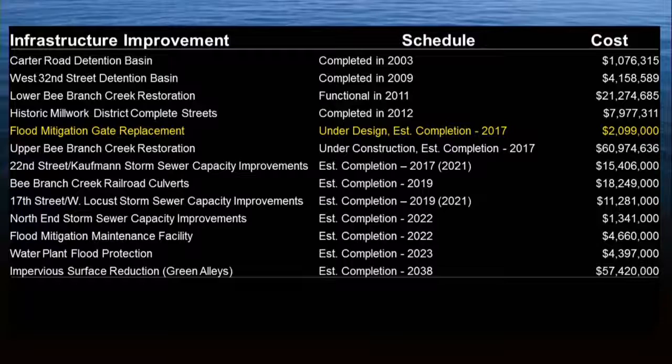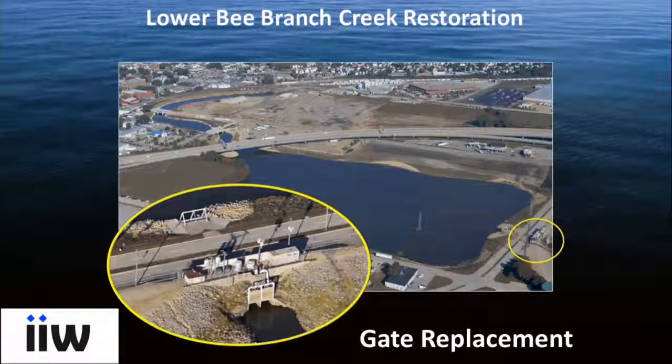The flood mitigation gate replacement project is currently under design. This is related again to the flood levee system that we have, where the Bee Branch watershed flows out of the city and into the Piasa Channel or the Mississippi River. When the river is high, we have this gate structure that comes down and prevents the Mississippi from flooding parts of our city, and that's what this is for.